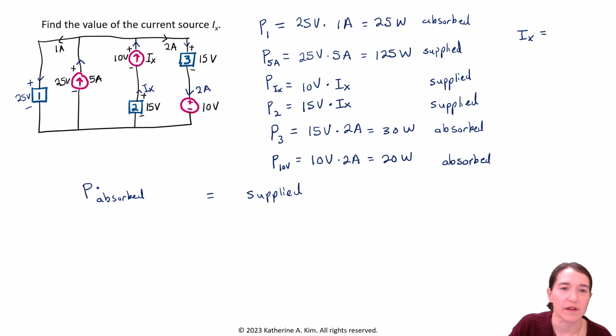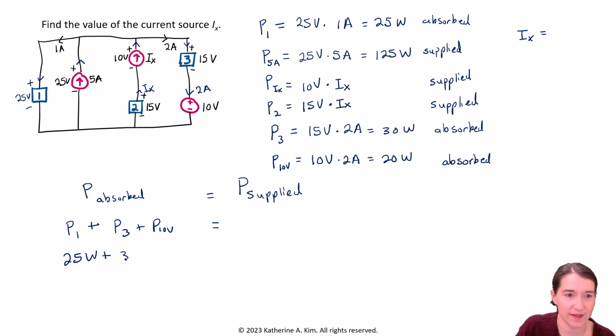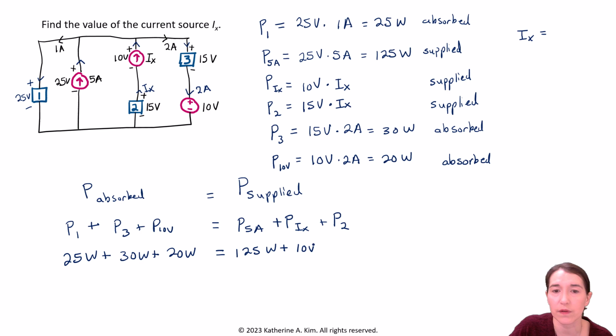Okay, now let's write down what is absorbed. I'll write them all out just for completeness. So it'd be P1 plus P3 plus P10 volts: 25 watts plus 30 watts plus 20 watts. That has to equal the other one, so it's going to be P5A plus P_Ix plus P2. Let's write down what we have: 125 watts plus, and now we're going to get 10 volts Ix plus 15 volts Ix.